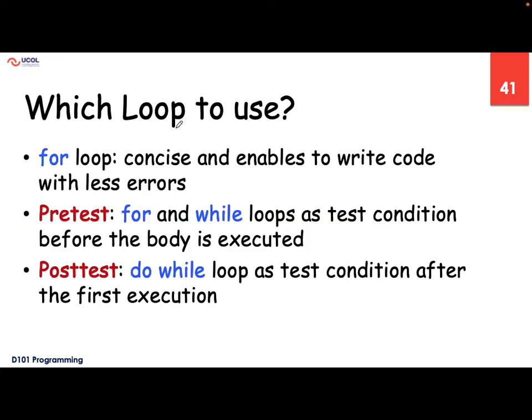Now which loop? We have 3 loops: for, while, do while. I gave you the difference between the while and do while. That's one scenario where we need a do while loop: when we are asking the user to give the value and then we are validating, it means we are validating after the input. So the first time we do it and then we check. The for loop is concise, compact and enables writing the code with fewer errors.